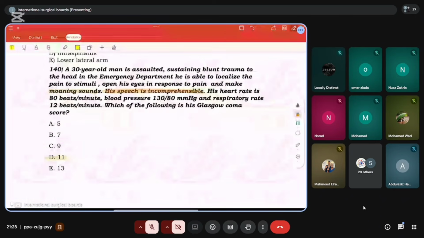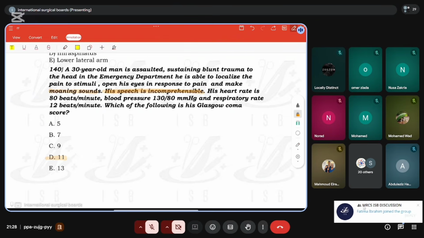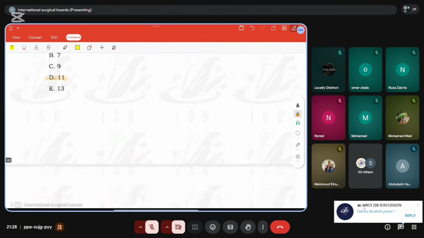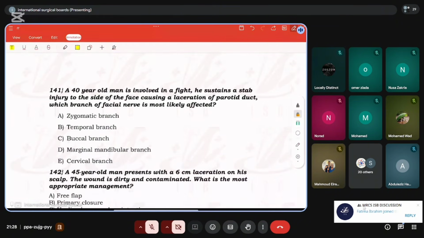Still, in my opinion, if it comes to me in the exam, I will take the principle of scoring the best possible observation, I will follow it and will answer it 11. But it's not confirmed. Still a debatable question. This one came maybe 2 years ago? Still debatable. Okay, let's move to the next one.